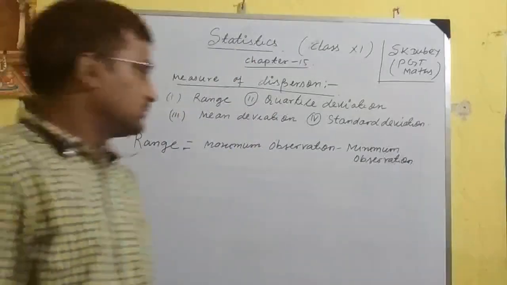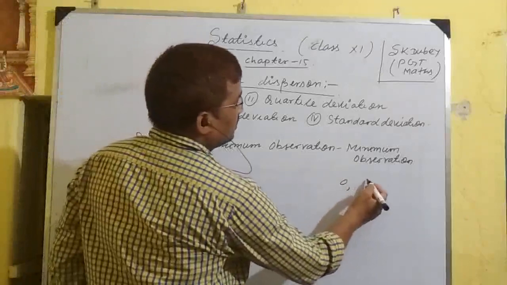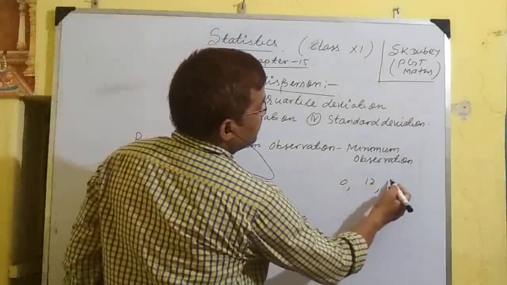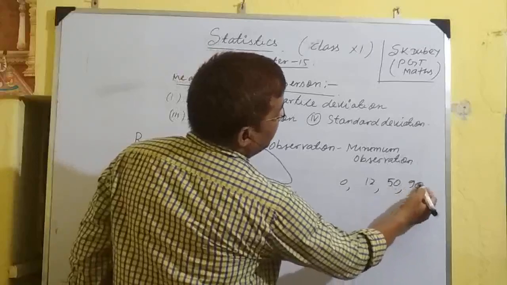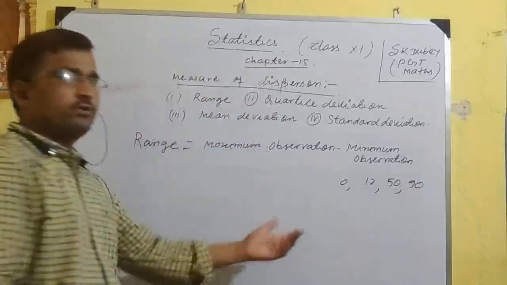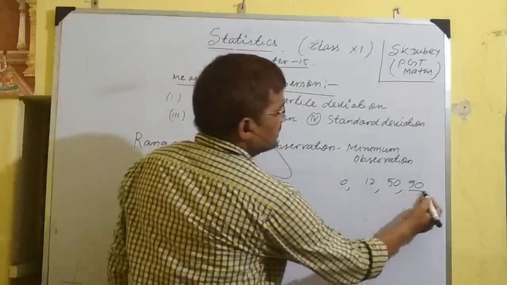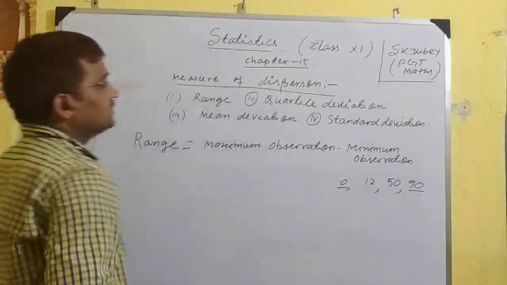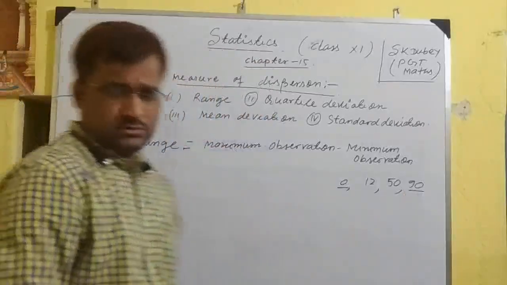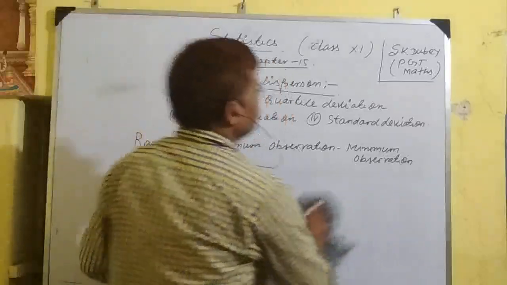Suppose a batsman makes 0, 20, 12, 50, 90 runs in these innings, then the range will be: maximum observation is 90 and minimum observation is 0, that is 90 minus 0 is equal to 90. In this way we can find the range.